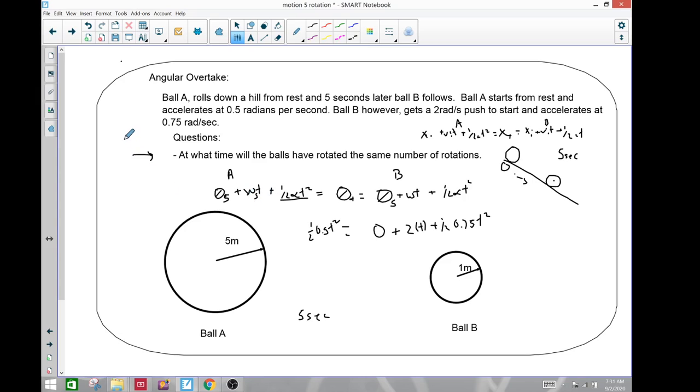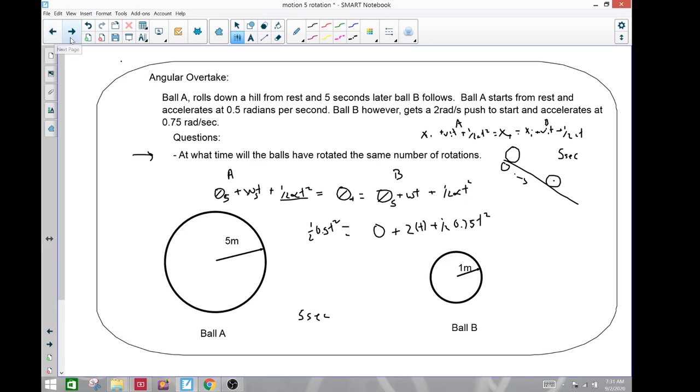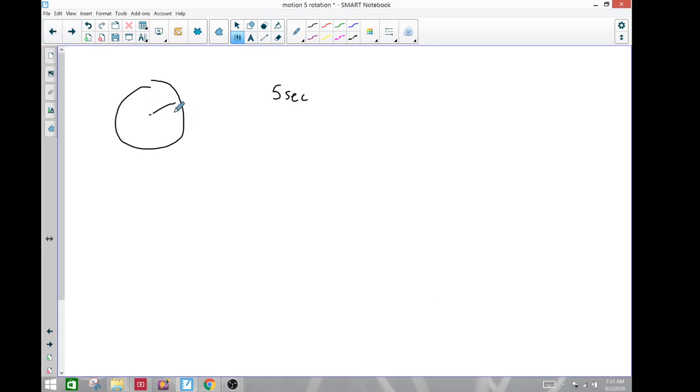I'm going to jump to the next page. Let's figure out this ball's initial conditions. We have a wheel that's spinning for 5 seconds. This is great review of a lot of our stuff. It's got a radius of 5 meters. Okay, so that's a big wheel.